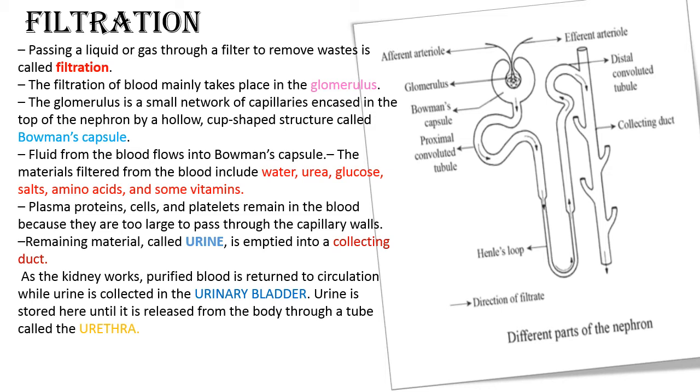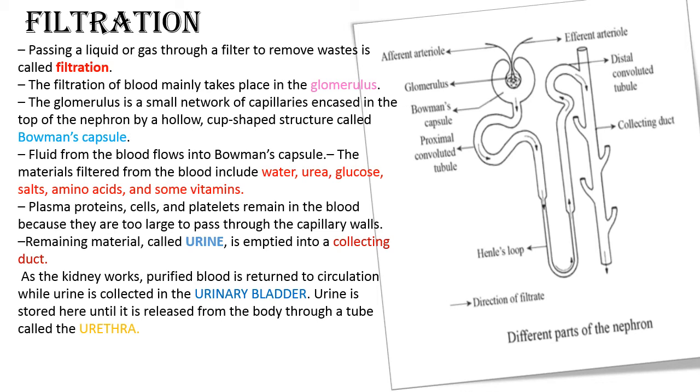Now this filtration takes place in the glomerulus. And what is the glomerulus? Glomerulus is a small network of capillaries encased at the top of the nephron by a cup-shaped structure called Bowman's capsule. Now fluid from the blood flows into Bowman's capsule. The materials filtered from the blood include water, urea, glucose, salts, amino acids, and some vitamins.